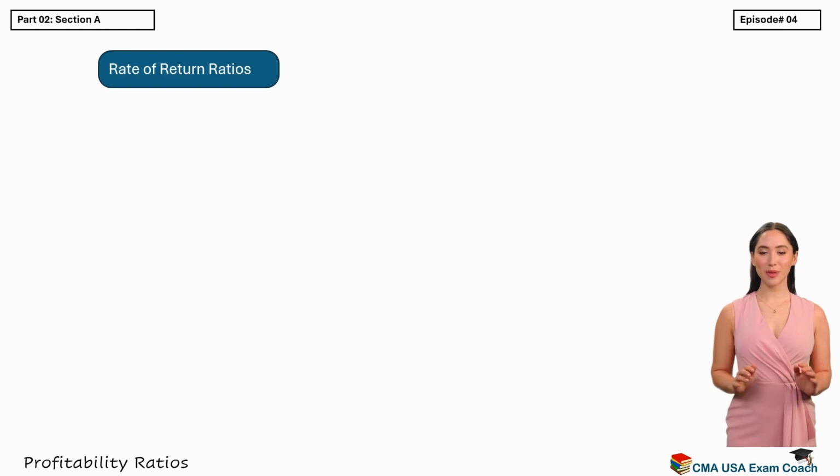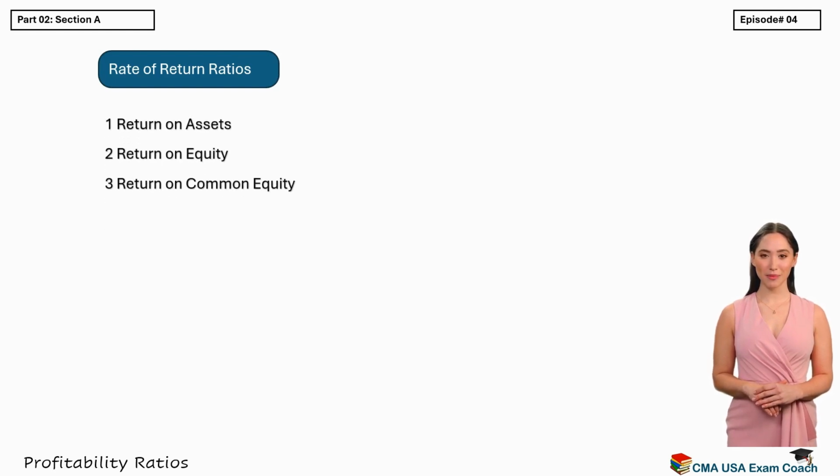Under this category, we'll go through three important ratios. First, return on assets, or ROA, which shows how much profit the company earns from its total assets. Second, return on equity, or ROE, which tells us how much return the company is generating for its common shareholders. And finally, return on common equity, or ROCE, which is a more refined version of ROE that focuses specifically on the return available to common equity holders after accounting for preferred dividends. Let's start with ROA and see how it works in detail.